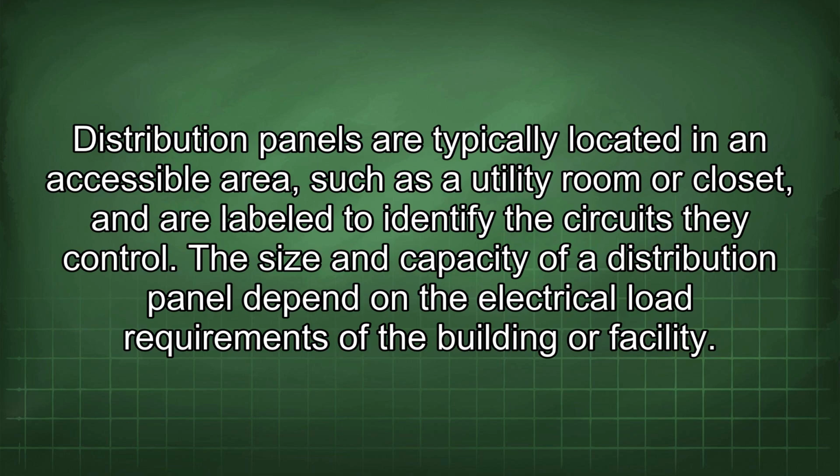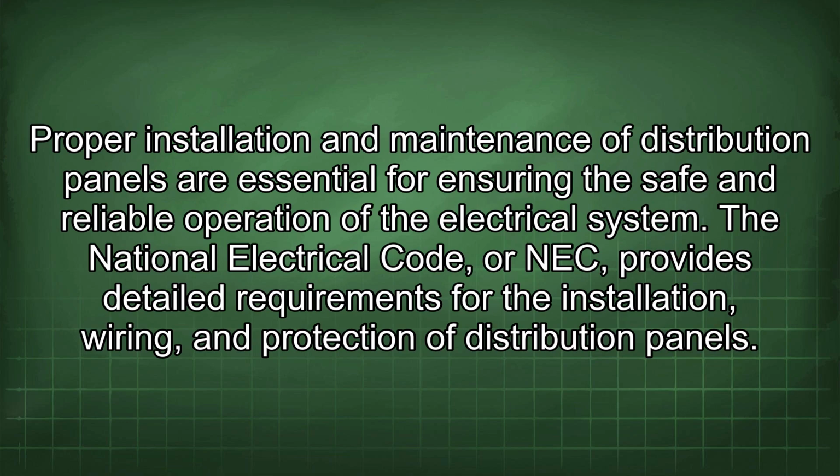Distribution panels are typically located in an accessible area, such as a utility room or closet, and are labeled to identify the circuits they control. The size and capacity of a distribution panel depend on the electrical load requirements of the building or facility. Proper installation and maintenance of distribution panels are essential for ensuring the safe and reliable operation of the electrical system. The National Electrical Code, or NEC, provides detailed requirements for the installation, wiring, and protection of distribution panels.